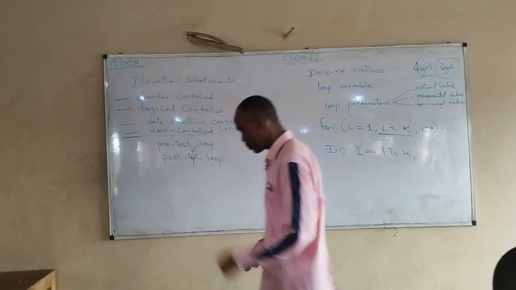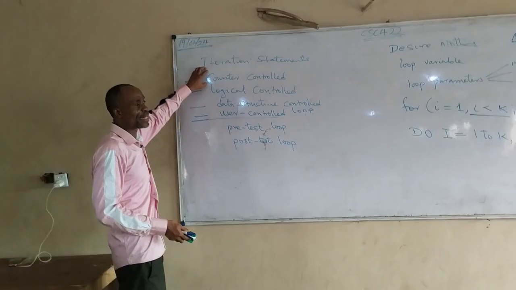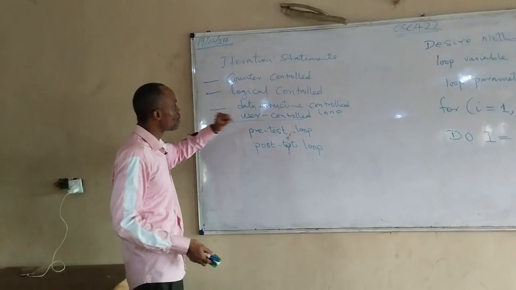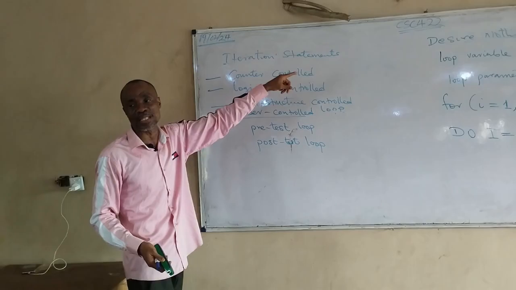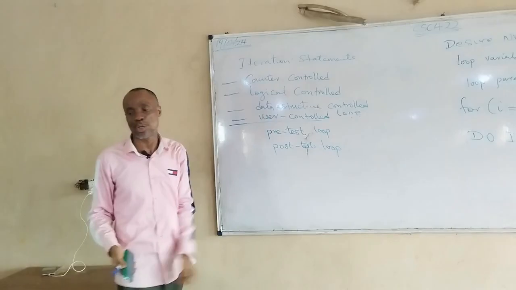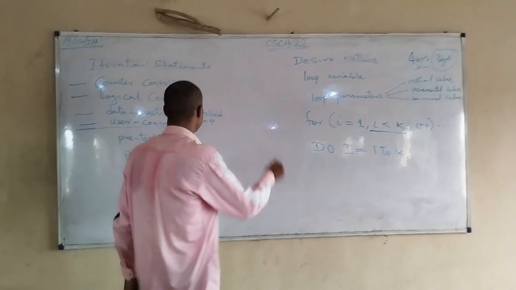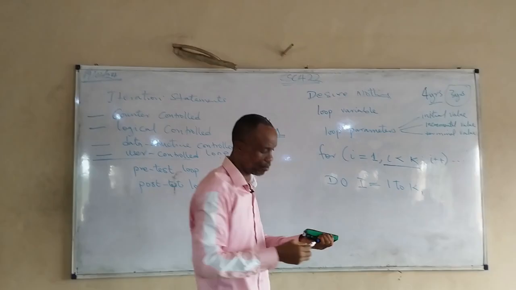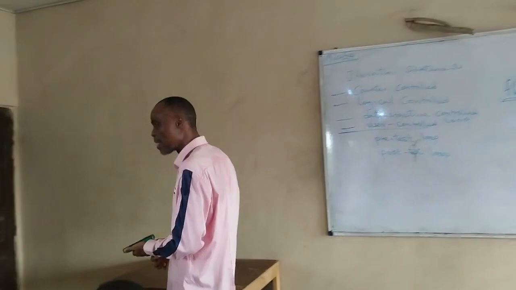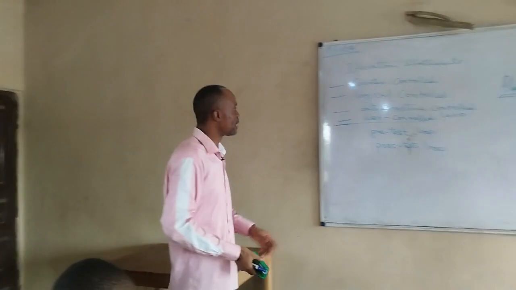Unlike the counter controlled loop that is controlled by a counter called the loop variable, and it may be possible to determine the number of executions, the logically controlled loop is controlled by a flag, not a counter. This is controlled by a counter, this is controlled by a flag.